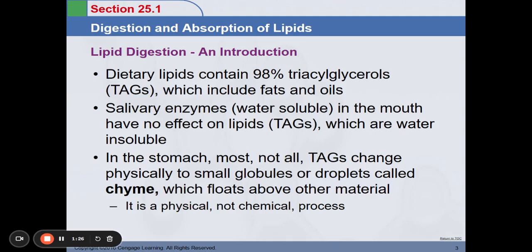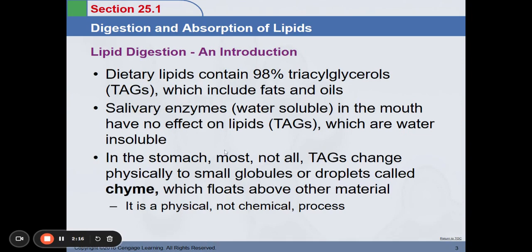So in the stomach, most but not all TAGs change physically into small globules or droplets. We call it chyme, which floats above the other materials. And it is a physical, not a chemical, process. It just splits the huge droplets of your fats into smaller ones, just like when you use hand soap on oil when cleaning your pan. You'll notice that your clear oil becomes blurry. It's not really becoming blurry; instead, the huge globules of your oil are being split into tiny droplets. That's why it appears blurry.